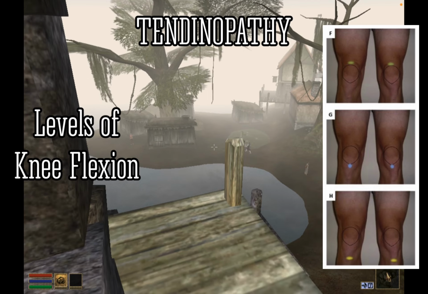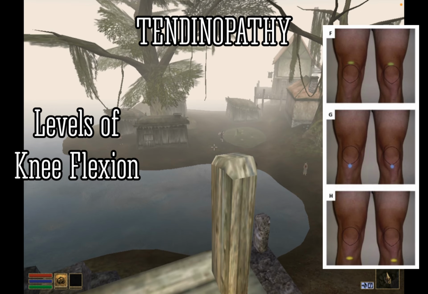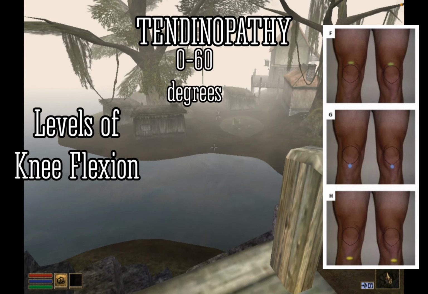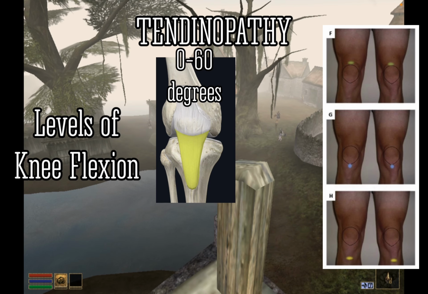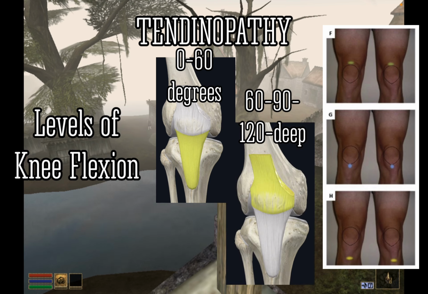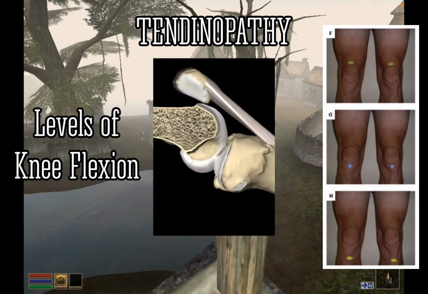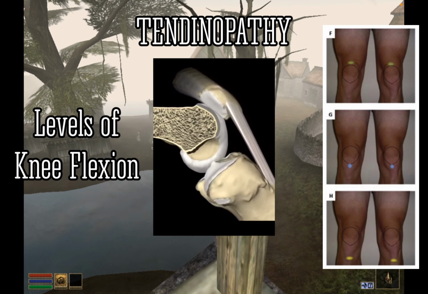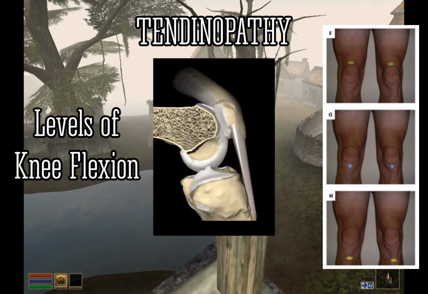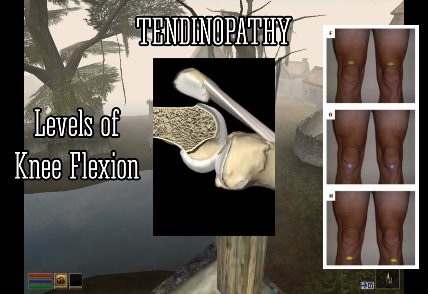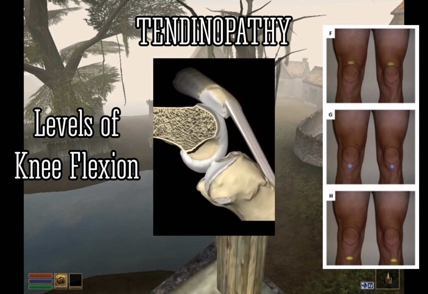So if you look at bending your knee from a straight leg to 60 degrees, that's going to load the patellar tendon a lot. When you go from 60 to 90 to 120 to very deep knee flexion, that's going to load the quadriceps tendon more. That is because as you get deeper and deeper, the kneecap slides down, so you're not going to stress the patellar tendon much as you get deeper, but you're going to be stretching the quad tendon more.